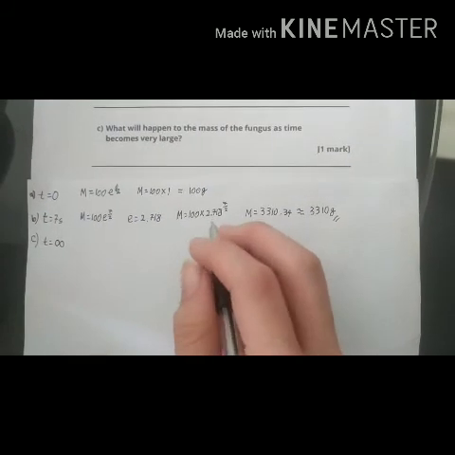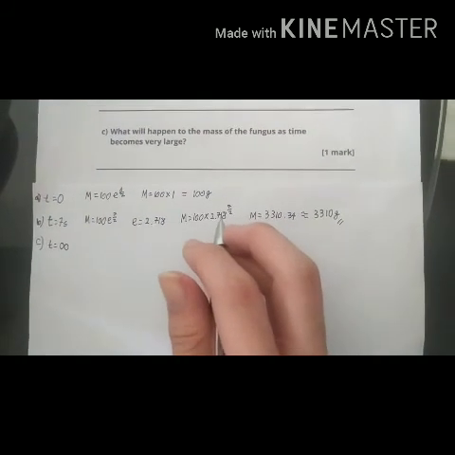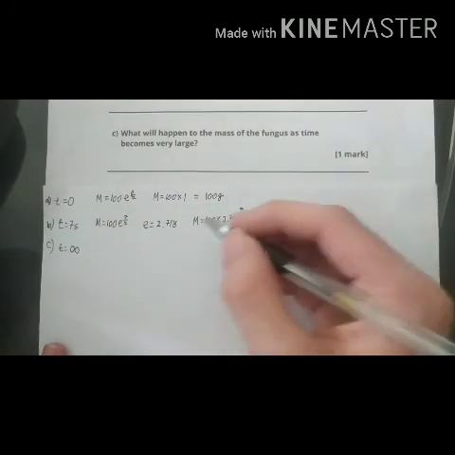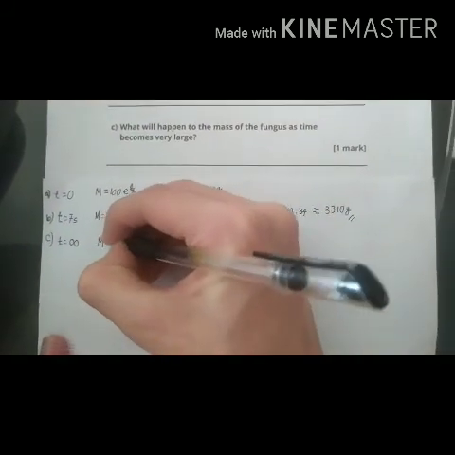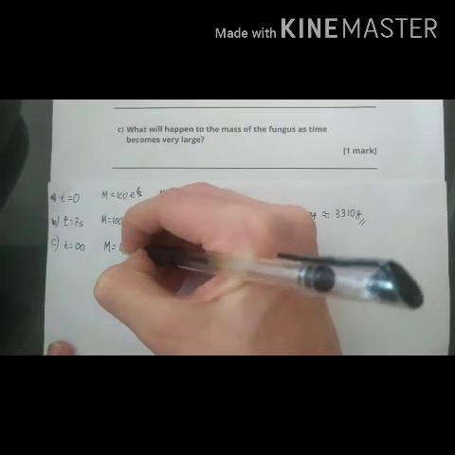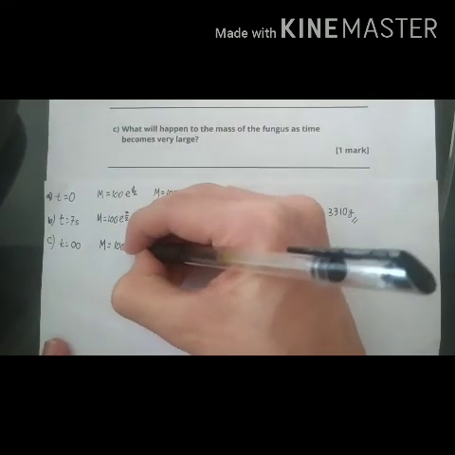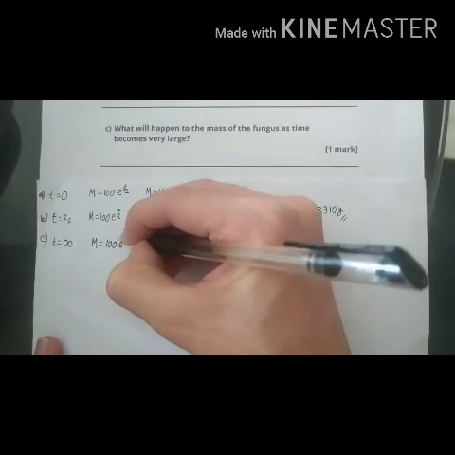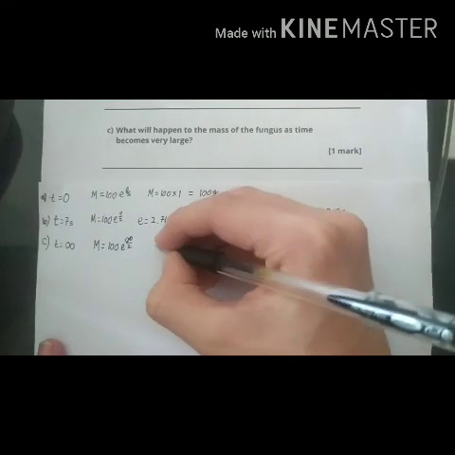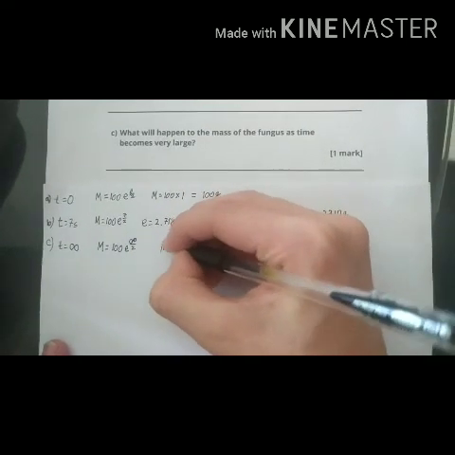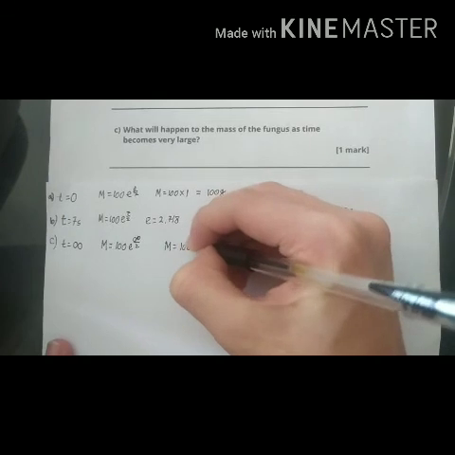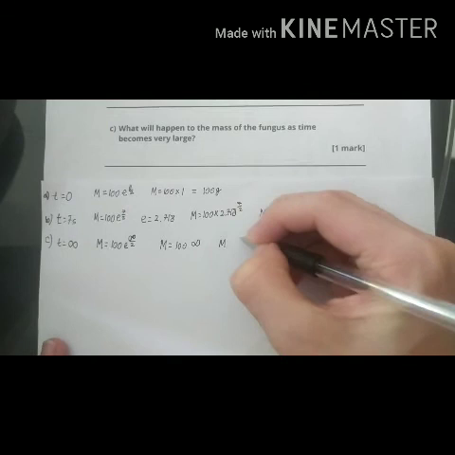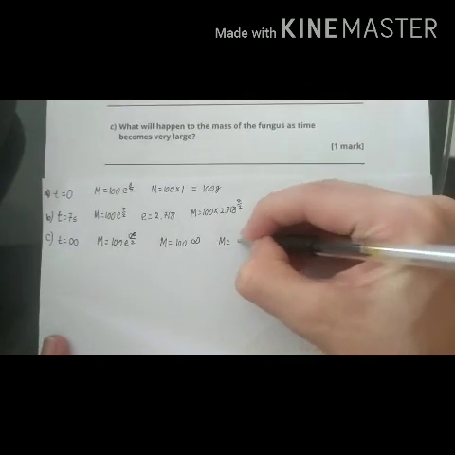And anything related to infinity will become infinity. So substituting it into the equation, it means m equals 100 times e to the power of infinity divided by 2, which means it is equal to 100 times infinity. So the answer is infinity.